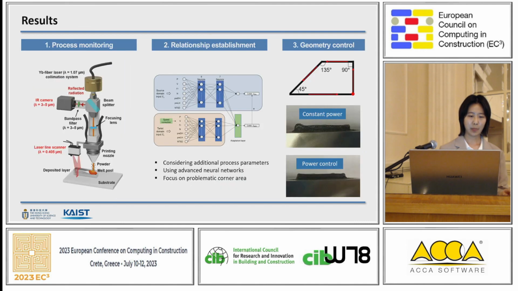So here are some of the results of these three parts. First, for the geometry monitoring, we have established a geometry monitoring system with a laser scanner to measure the geometry, and the IR camera to measure the process parameter, which is the melt pool temperature. Then for the relationship establishment, we considered additional process parameters and also used advanced neural networks to improve the performance. And we're focusing on the problematic corner area.